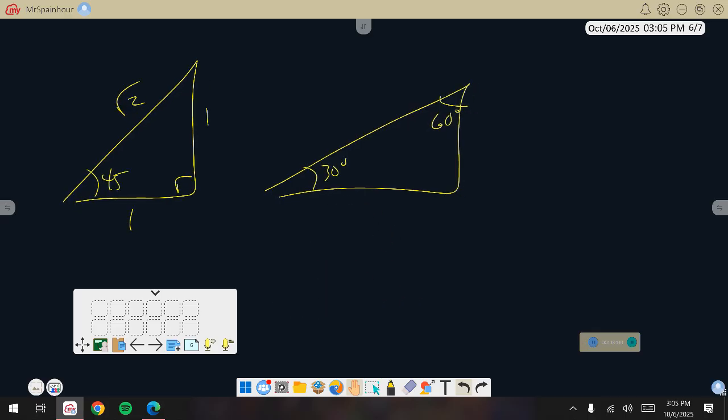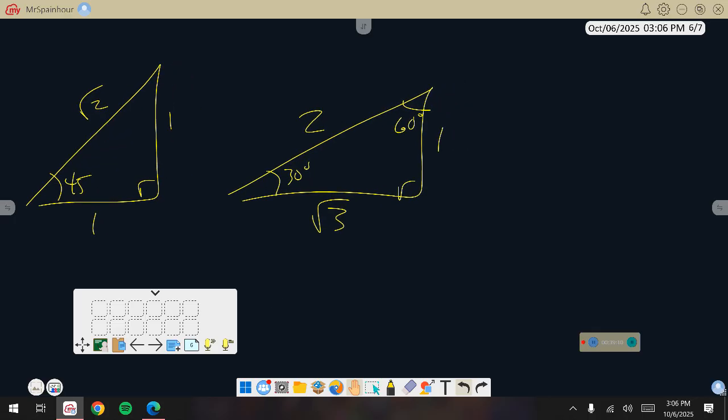Do you not remember? It's okay. Small side is 1. Hypotenuse is 2, root 3. The one that you probably do not yet have is a little bit bigger than this. I'm going to say it looks almost similar to a certain degree. I've actually already used it here today.